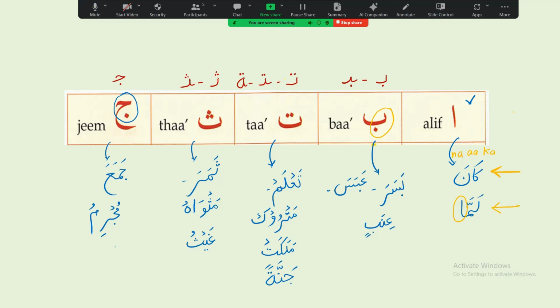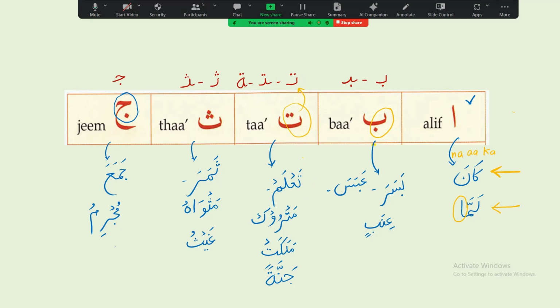Now let's move on to the letter ta, sisters. We write ta just the way we write ba, but it has two dots above it. So we again take this first part of the ta with two dots above it, and write it like this. When it comes at the start, the example is ta'lam, the ta letter at the start, which makes a sound like ta'lam.